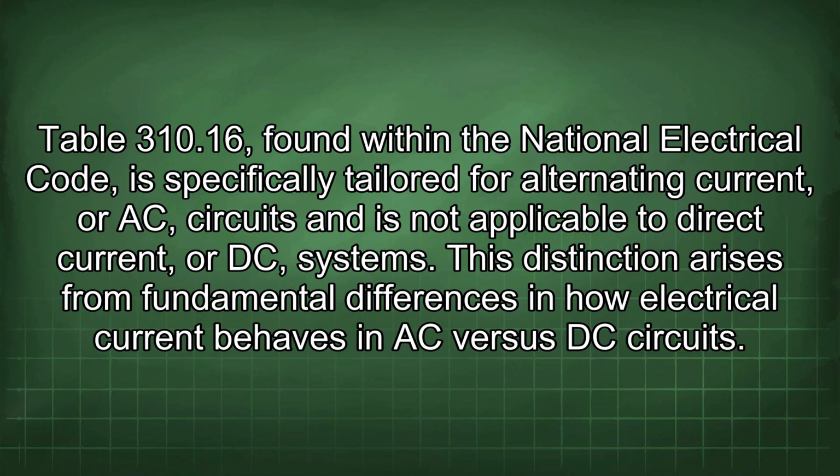Table 310.16, found within the National Electrical Code, is specifically tailored for alternating current, or AC, circuits and is not applicable to direct current, or DC, systems. This distinction arises from fundamental differences in how electrical current behaves in AC versus DC circuits.